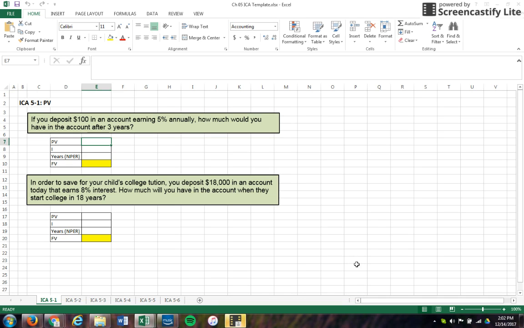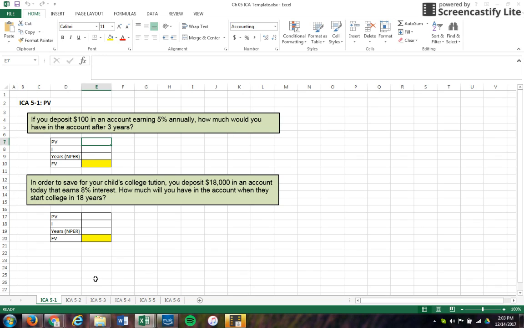Hello, everybody, and welcome to Chapter 5, Practice Problems. We're going to be looking at time value of money calculations. As we go through this week, we're going to be looking at future values, present values, and being able to calculate the rates and number of periods in a time value of money problem. So let's begin with the first one.